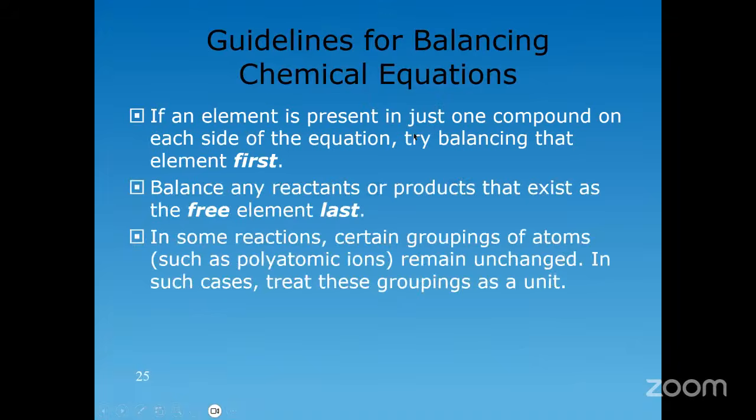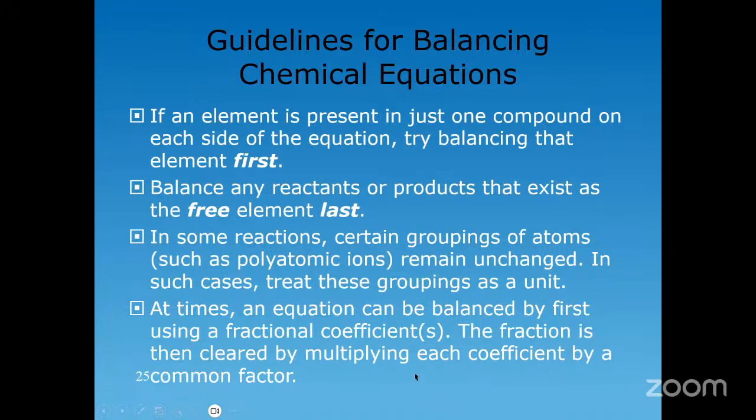let's just go through some guidelines for balancing equations. It says here, if an element is present in just one compound on each side of the equation, try balancing that element first. And then it says balance any reactants and products that exist as free elements last. If you have polyatomic ions present, then in some cases, what you'll find is that if those polyatomic ions exist on both sides, then you can treat that as one unit, as if it's an element by itself, all right?